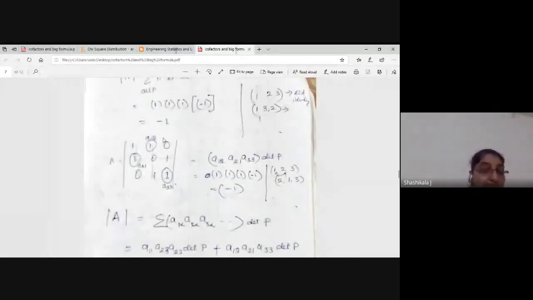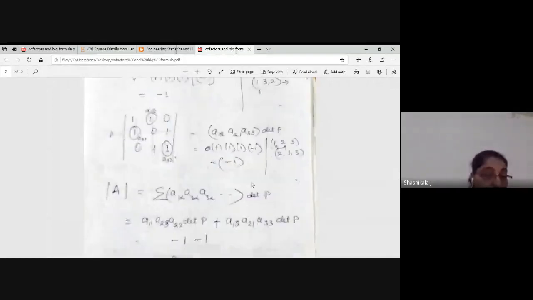I'm getting -1. For the other column combination, I will take A12. Then I will leave this row and this column. Again, the possibility is this row or this one. Now I am going to take A21. If I take A21, then the third column is A33, into determinant P. What is determinant P?